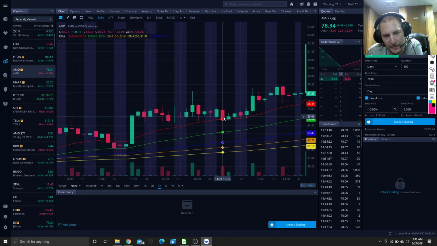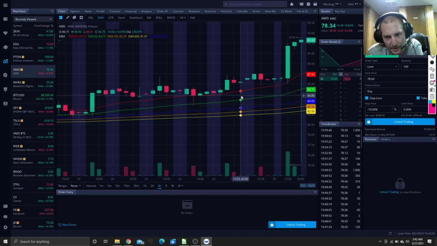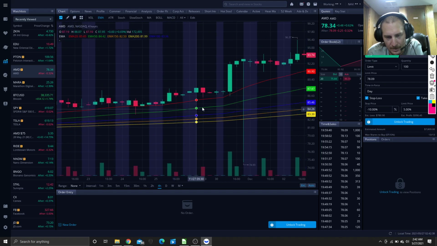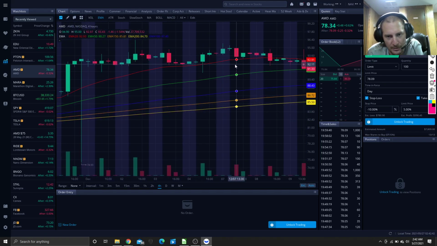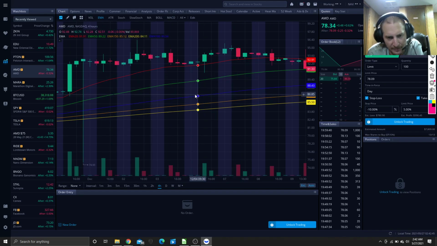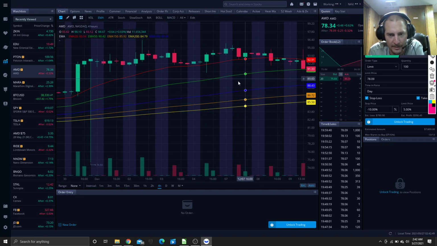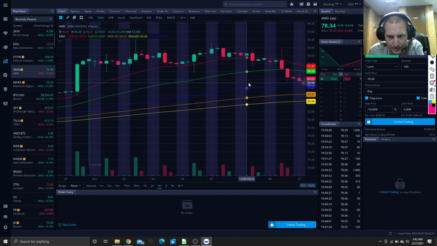Price bounces off of the 50 here, but that's not really a tradable pattern. Still in an uptrend. Price is bouncing off of the 20 here. I really personally like to trade the 50 and the 100. This 20 is more used to determine the trend.